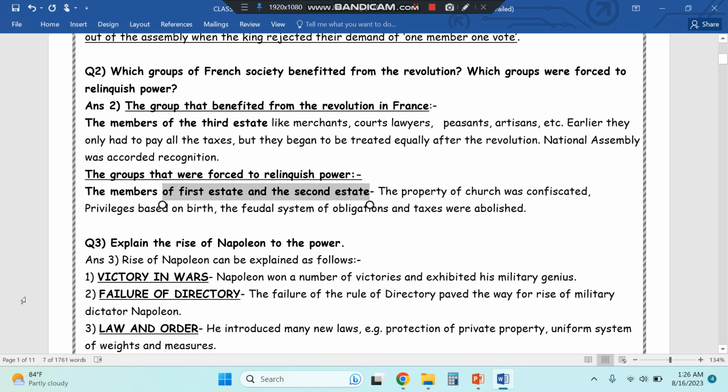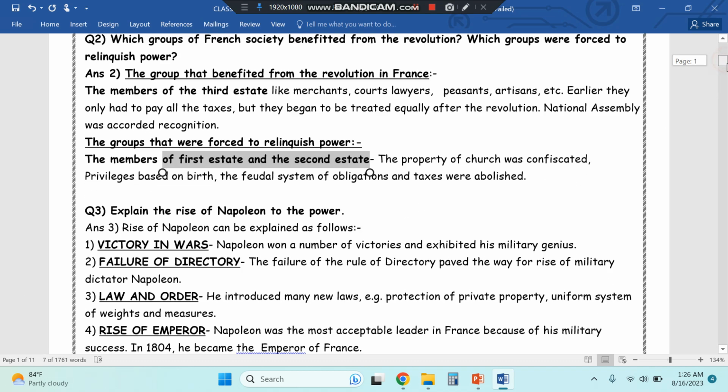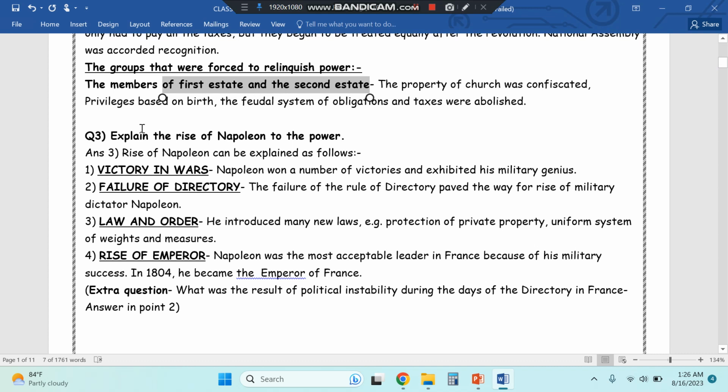Explain the rise of Napoleon to power. I've given 4 points here, although the paragraph on Napoleon given in the book is very small, but this question has come in the exams, so I decided to include it. And in case you get this extra question, what was the result of political instability during the days of Directory in France? So you will write the answer which is given in point number 2. Because of failure of Directory, Napoleon came to power.